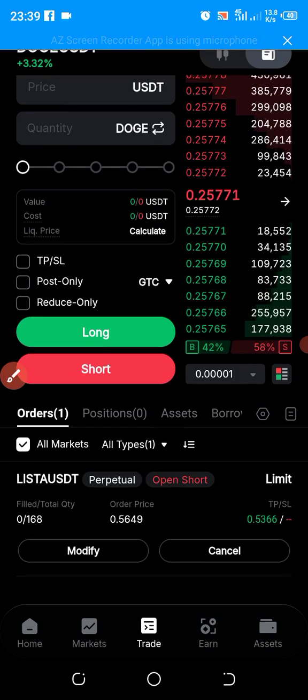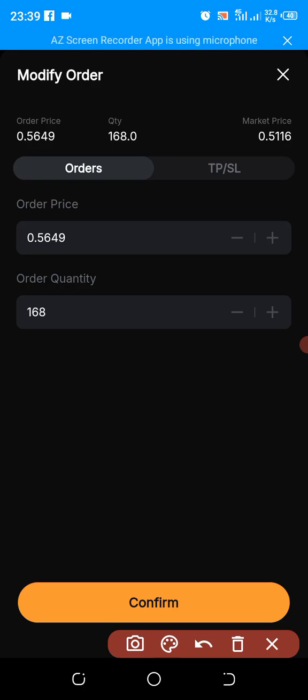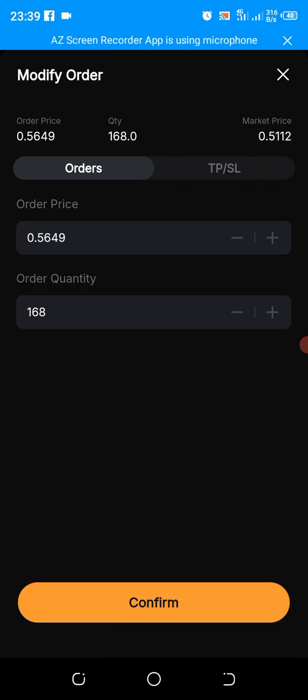The network is not favorable, but now you can see this is the interface you are going to see. Your interface may be different. You can see you have the order. This is my entry price. When the price reaches this price, it will trigger for me, and the trade will start moving. Now this is where you are going to click: this TP and SL. Just click on it.